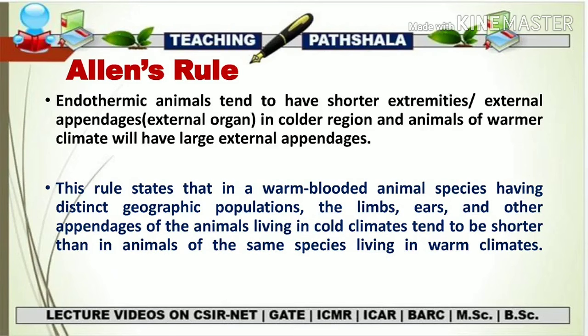The meaning of this line is that if you take a single species, for example the wolf, the morphological features of a wolf living in a colder climate and a wolf living in a warmer climate will be totally different, because they have adapted to survive in the particular environment in which they live. The wolf living in a colder climate has short external appendages, and the wolf found in the equator region or warmer climate has large external appendages.